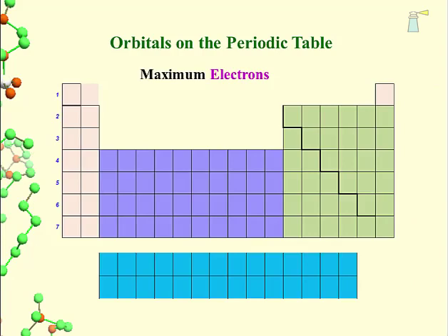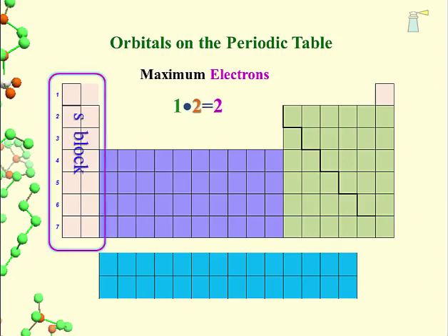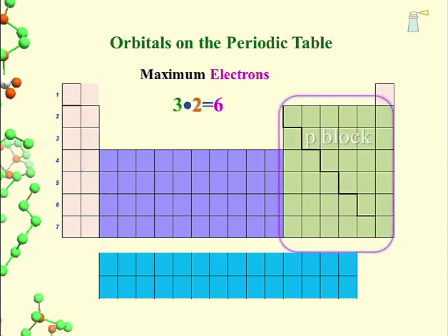Looking at just the basic shape of the periodic table, we note that there are 2 columns on the left-hand side, coinciding with the maximum number of electrons an s orbital can hold: the s block. There are 6 columns on the right-hand side, coinciding with the maximum number of electrons that a set of p orbitals can hold: the p block.